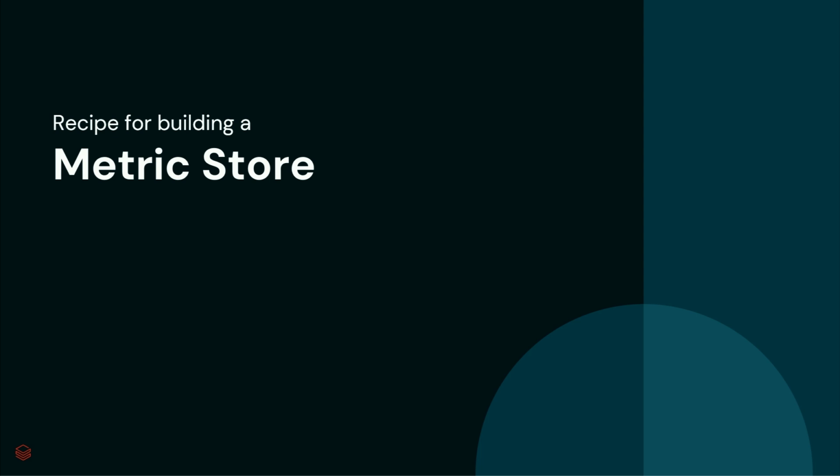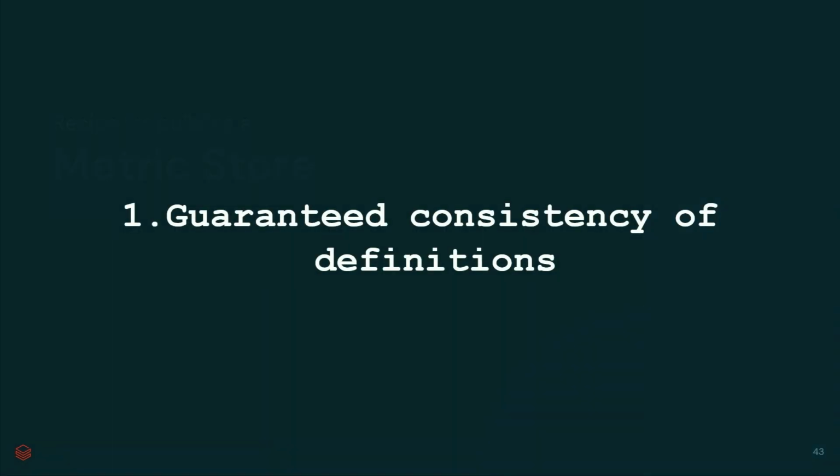But before I tell you the feature map, the 12 main qualities that any successful metric store should have, allow me to tell you how we got to that map. What are the principles that we use when building a metric store? The first principle should be clear from what Amit just said. We need guaranteed consistency of definitions. One name, one metric, one semantic, independent of where it's stored. This is the essential property of a metric store.